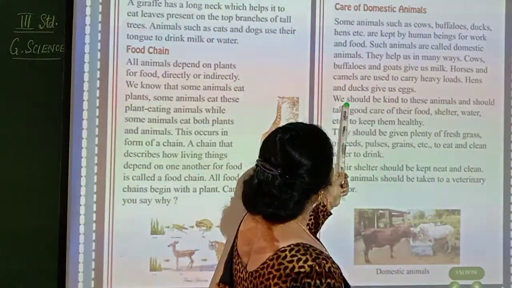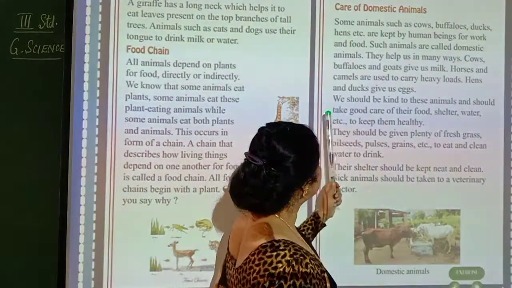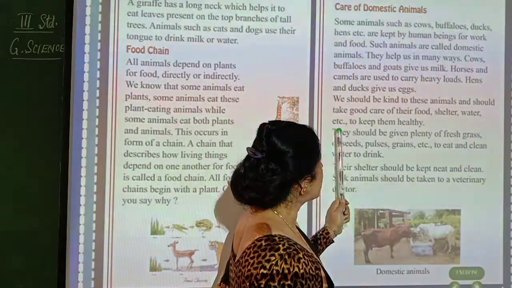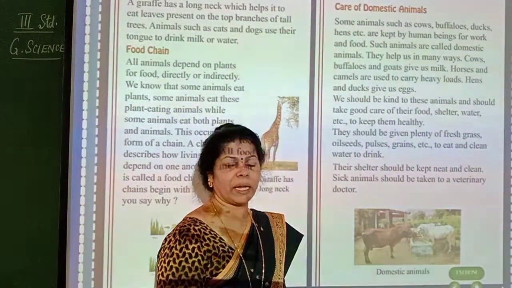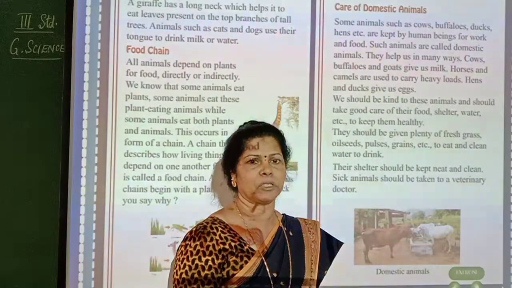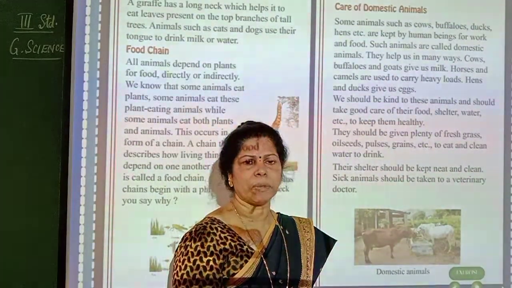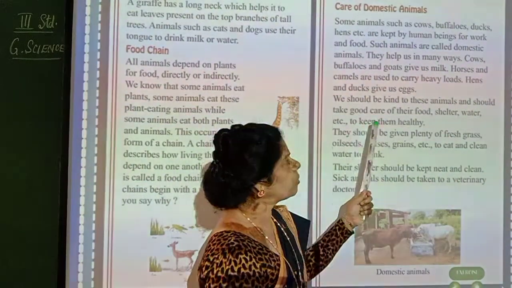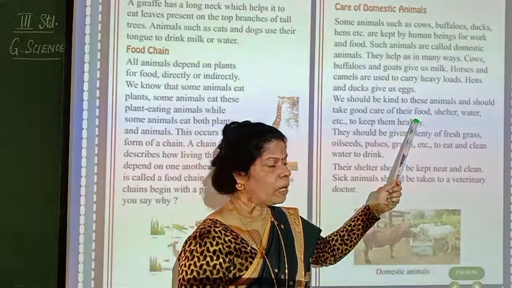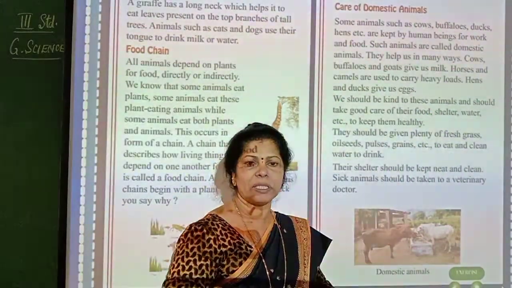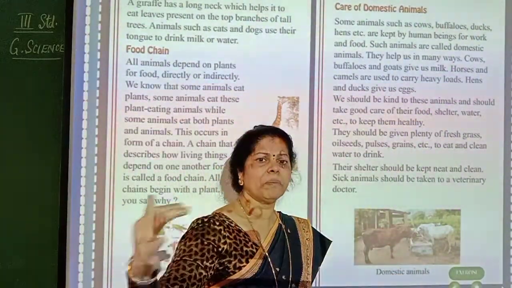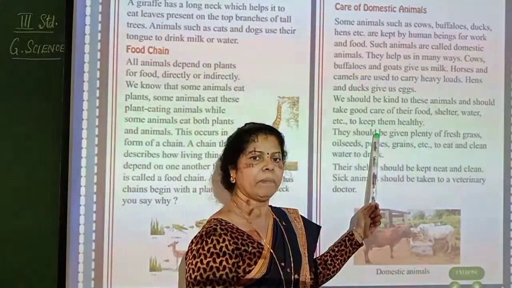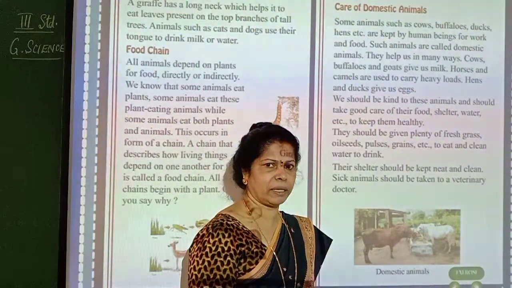We should be kind to these animals and should take good care of their food, shelter, water, etc. to keep them healthy. It's not only rearing. You should take care of those animals also, because they are taking care of you. They are going to provide you food also. What all do you have to give them? You have to give them proper food. You have to give them shelter to stay. You cannot just leave them wherever they are. You should make some shelter for them. You should provide them water, etc. to keep them healthy. If they are healthy, you will also be healthy.